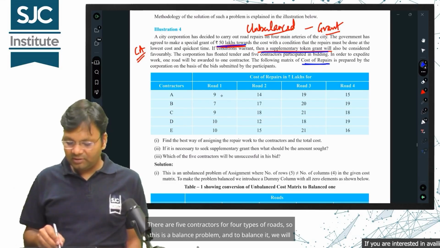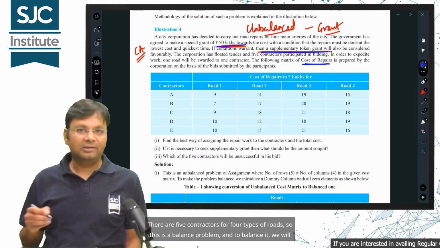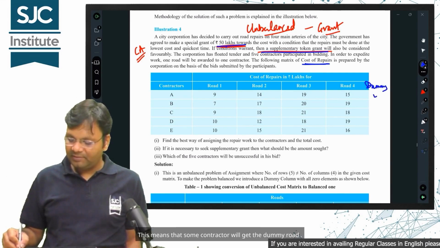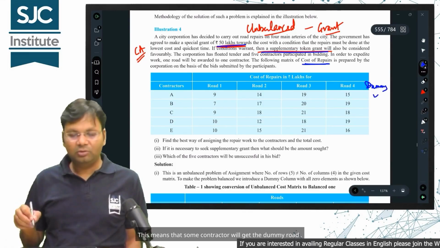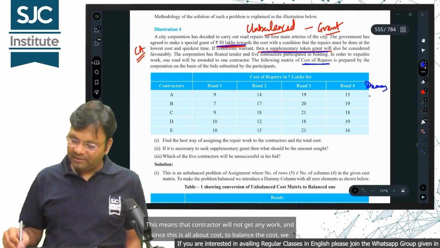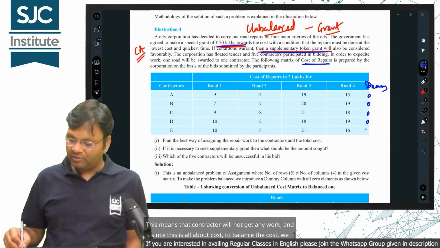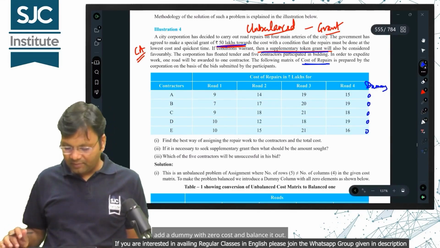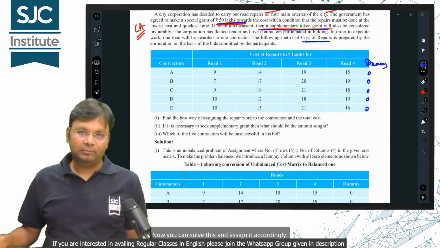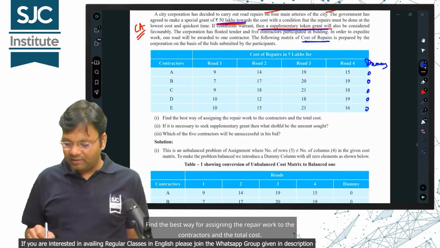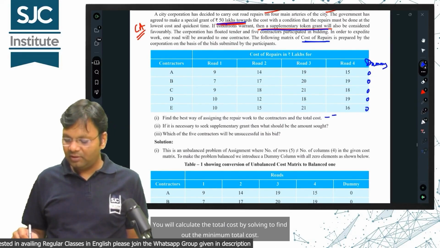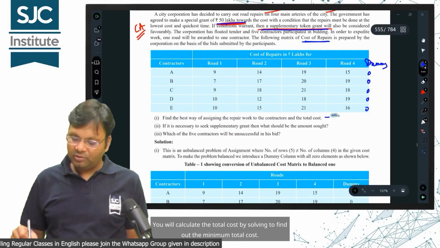There are 5 contractors for 4 types of roads, so this is an unbalanced problem, and to balance it, we will have to add a dummy road. This means that some contractor will get the dummy road, meaning that contractor will not get any work. Since this is all about cost, to balance it, we add a dummy with 0 cost. Now you can solve this and assign it accordingly. Find the best way for assigning the repair work to the contractors and the total cost. You will calculate the total cost by solving to find the minimum total cost.